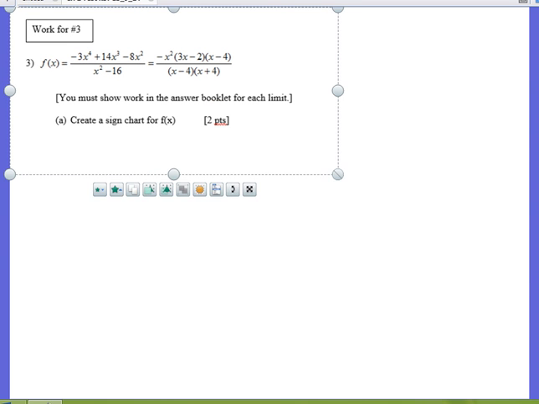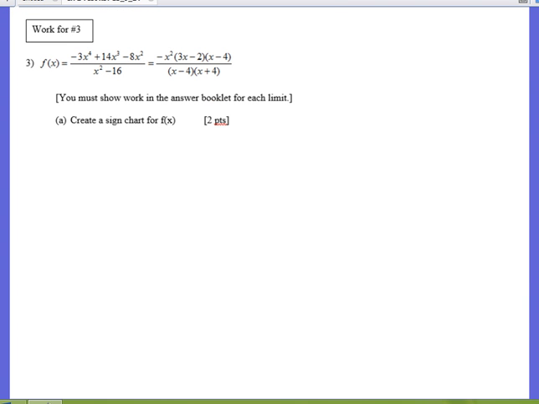So, what I asked for first was a sign chart for this function. The function is f of x equals blah, blah, blah. For a sign chart, you need your vertical asymptotes, and you need your x-intercepts. So, for this guy, I'm noticing that x equal to 4 is a removable discontinuity, so I don't actually need it on my sign chart. I can see that x equal negative 4 is a vertical asymptote because that factor in the denominator did not cancel, and the x-intercept you would find by setting the entire function equal to 0.